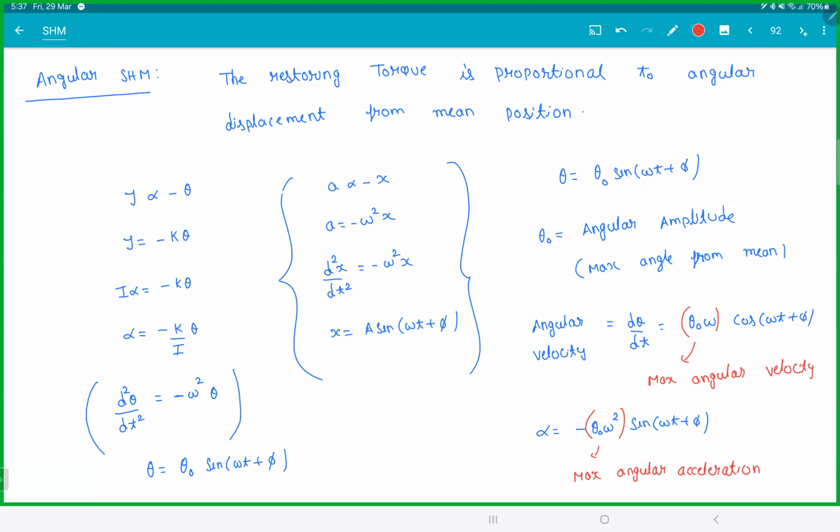Check it out. So the equations we wrote in the beginning are all valid. If they ask you a question based on this, just convert this into x and solve it. That will be simpler. So mathematically, there is no difference except you are replacing x with theta, a with alpha, f with torque. You understood the symbols. Do have a look at this page.